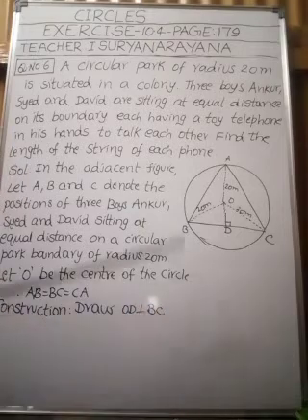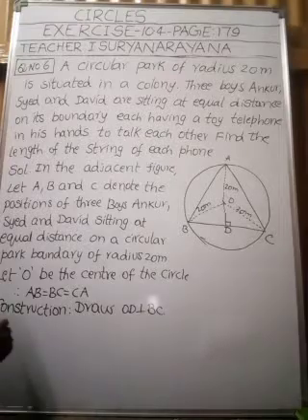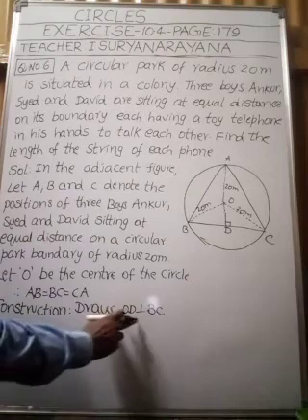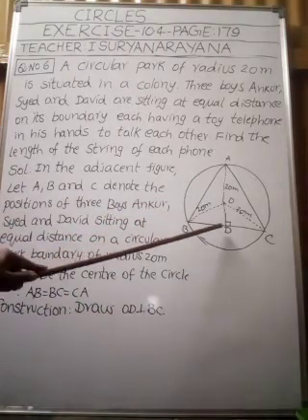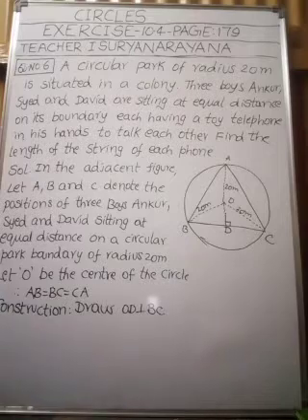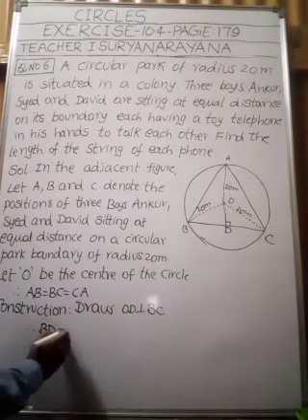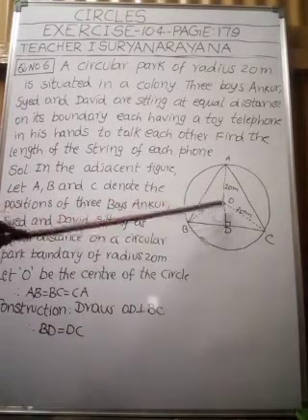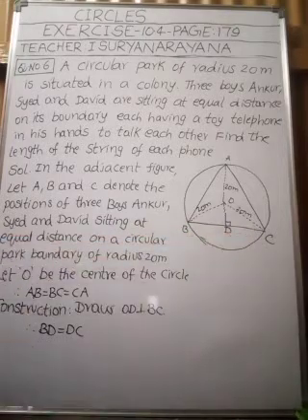Draw OD perpendicular to BC. Okay, my children. Right. Now, OD is perpendicular to BC. Then immediately BD is equal to DC. Yes or no, my children? Therefore, BD is equal to DC because this is a perpendicular drawn from the center of the circle to this chord BC.